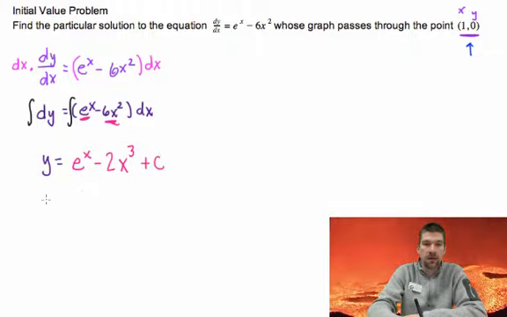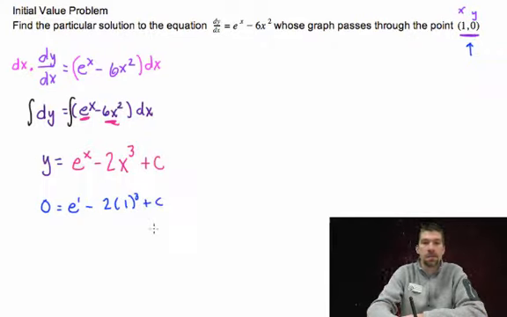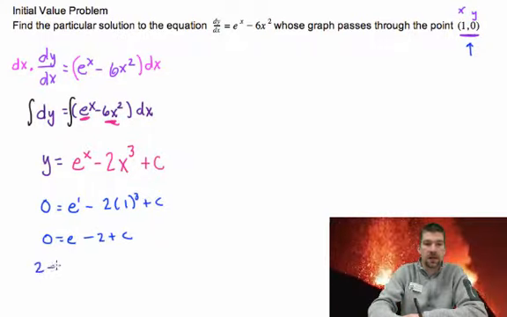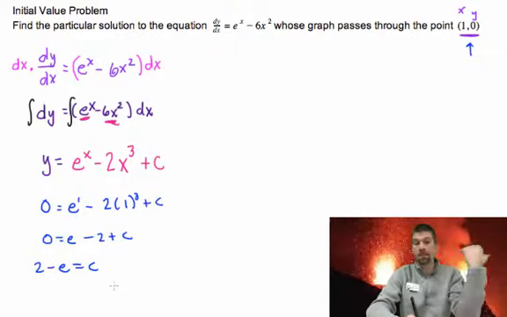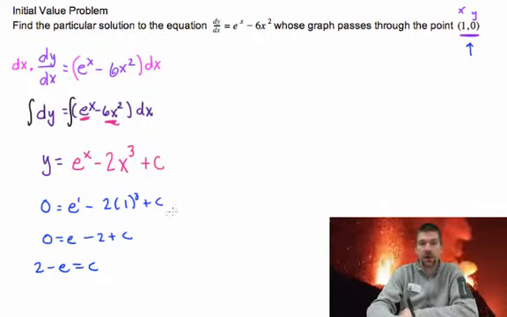Well, y becomes 0. e to the x, e to the first, minus 2 times 1 cubed plus c. And so now all we have to do is solve this out for c. So 0 equals e minus 2 plus c. Go ahead and add 2 and subtract e, and you get this for the constant. And you know what? That's okay if e is in our constant. You don't need to decimal this out. You can just leave it alone.